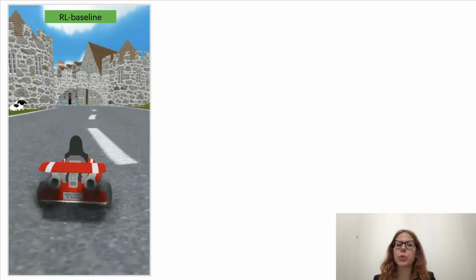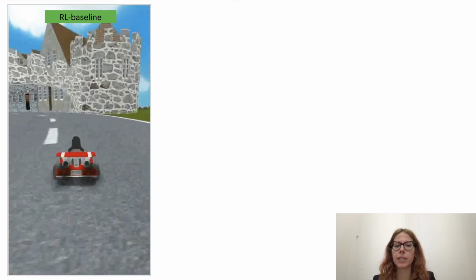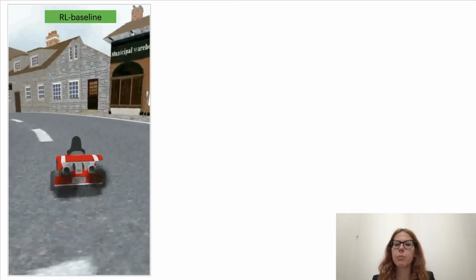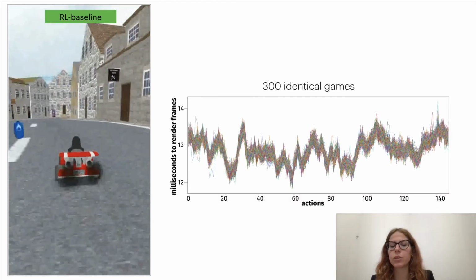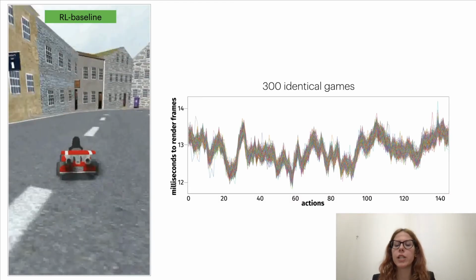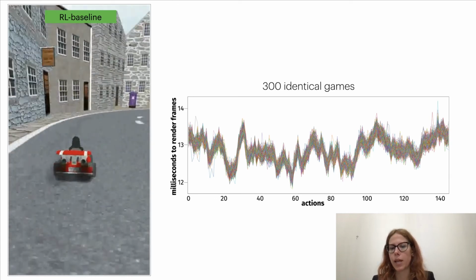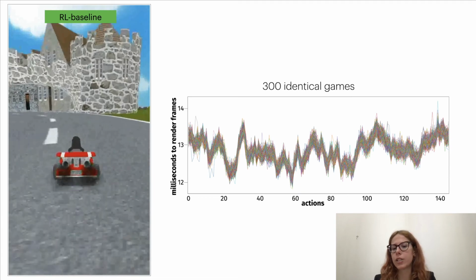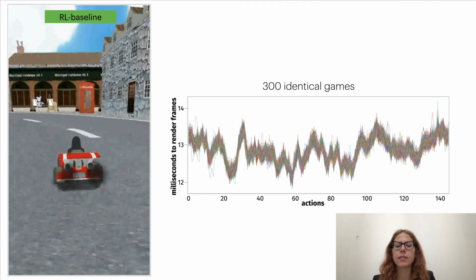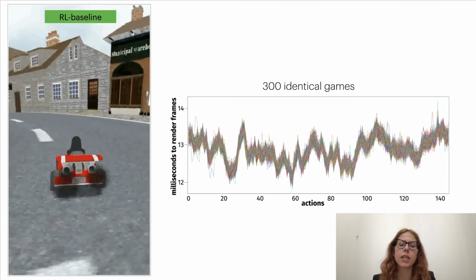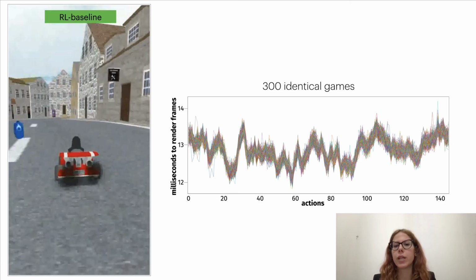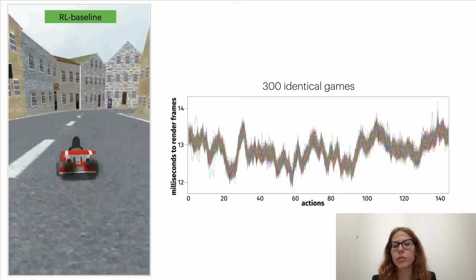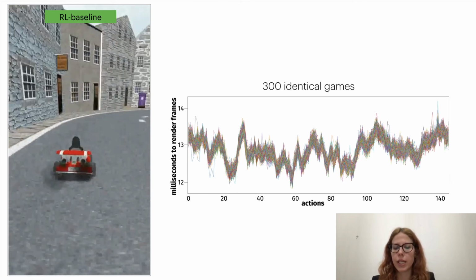So what we did was to train a reinforcement learning baseline, so an agent that is able to play the game, and let it play 300 identical games, so games during which the agent performs exactly the same actions. On the horizontal axis we have the actions, and on the vertical axis we have the time in milliseconds that the game takes to render the frames after each action. And we can notice that the trend of the frame rate is the same for each game.